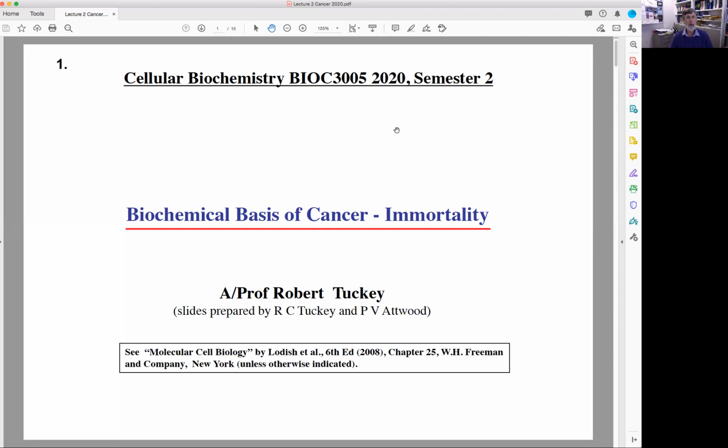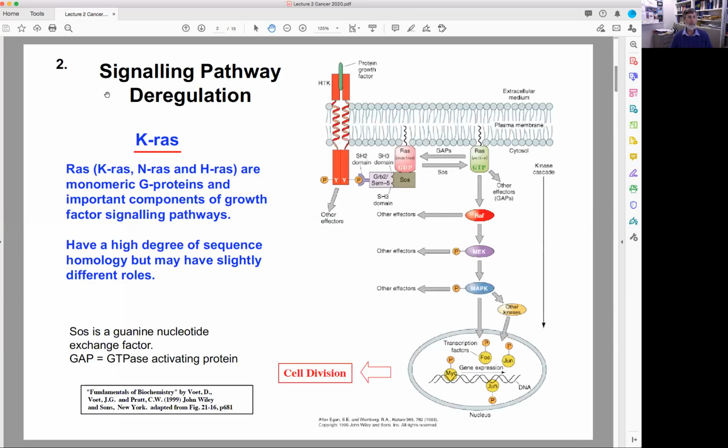So hello and welcome to our second lecture on the biochemical basis of cancer, where today we'll be looking at how cancer cells achieve immortality. To start with though, we're going to look at signaling pathway deregulation, typically pathways involved in promoting cell proliferation and how deregulation of that causes excessive cell growth.